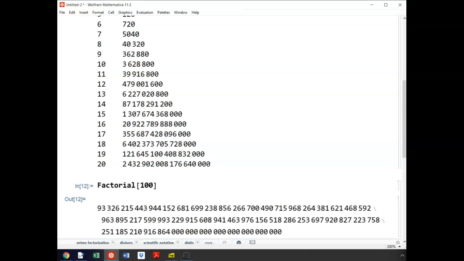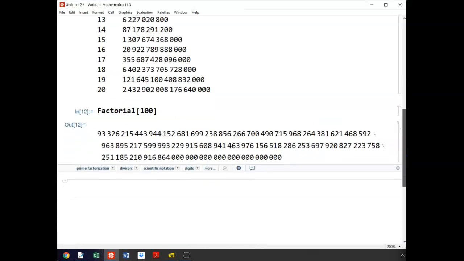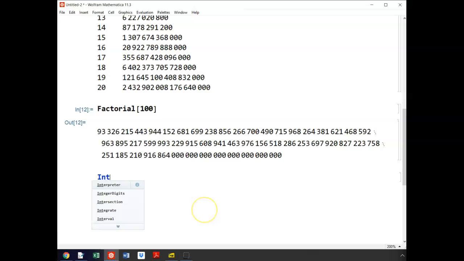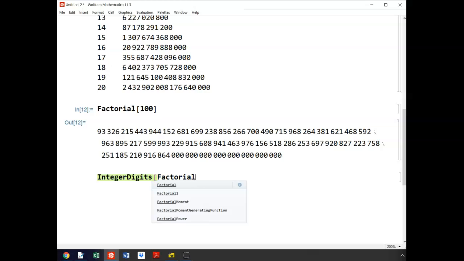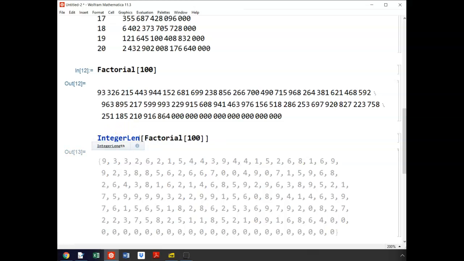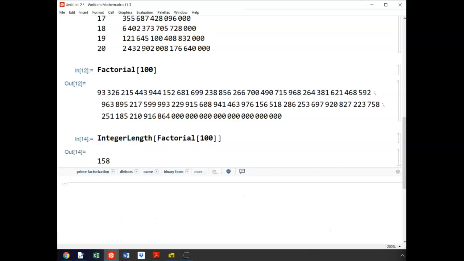Look at how many numbers there are in that number. I mean, just look at how many digits. It would be hard to count, but fortunately, we have a command on here which will count how many digits are in there, just to give you an idea how big factorials get, because this is only at 100, which is a fairly small number if you think about it. And that was not what I wanted to do. Sorry about that. Let's try integer. There's the command I was looking for. Integer length. Okay, there we go. So there are 158 digits in 100 factorial.